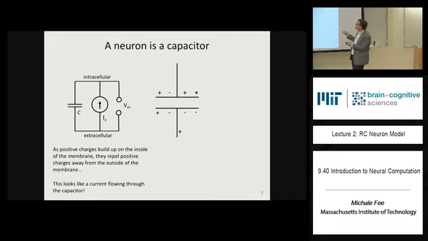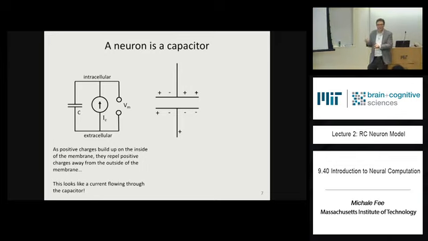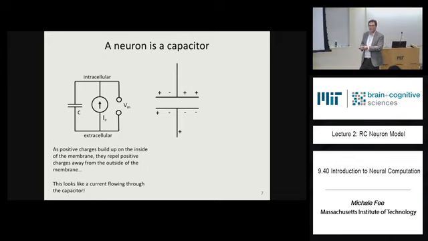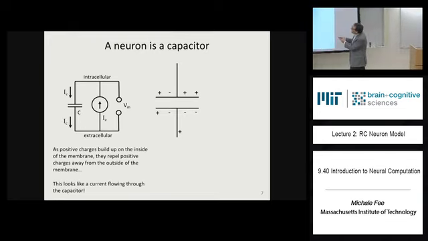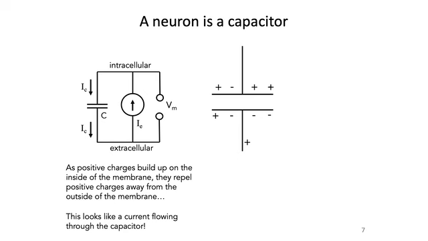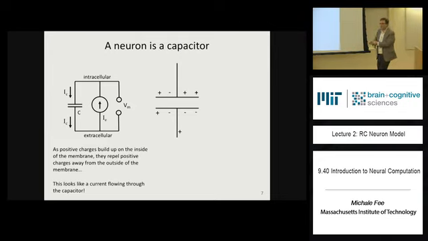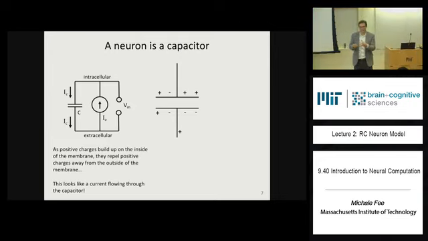Okay, no charges are actually passing through the insulator, but it looks like you have a current flowing. That's called a capacitive current. And we represent that in our diagram by a current I sub C, capacitive current that flows through the capacitor. Pretty cool, right? You have a current flowing through an insulator. That's what a capacitor is.